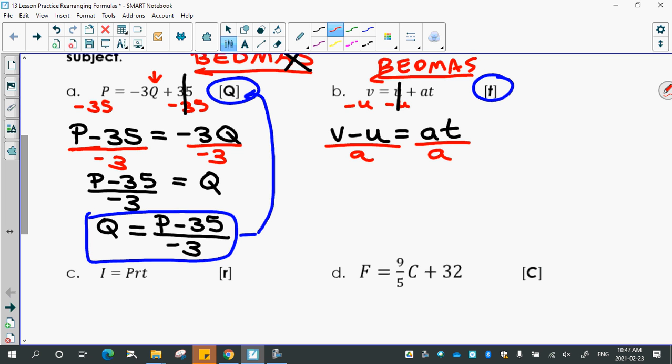And now I know I want to start my formula off with T equals, so I can do T equals V minus U over A. T equals V minus U over A. So I rewrote this formula so that it had a new subject.